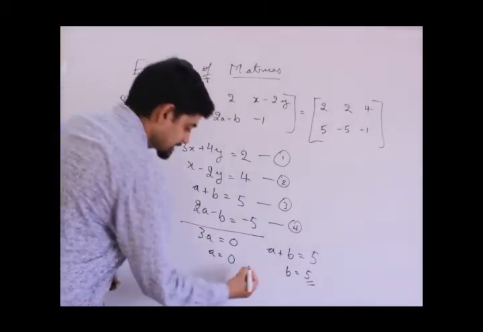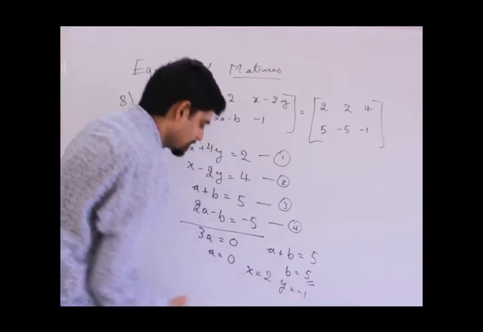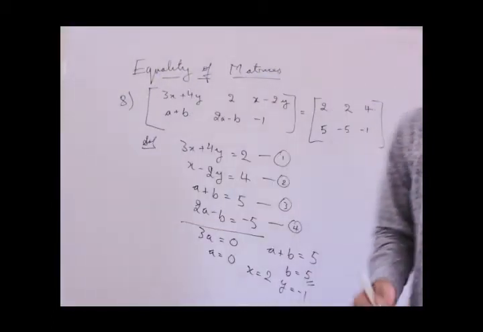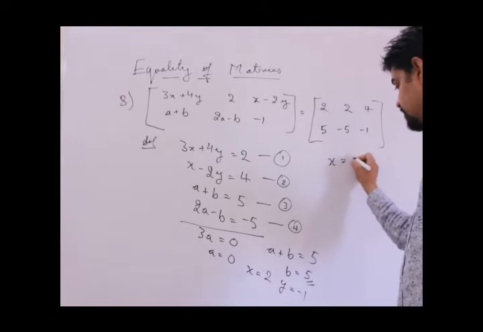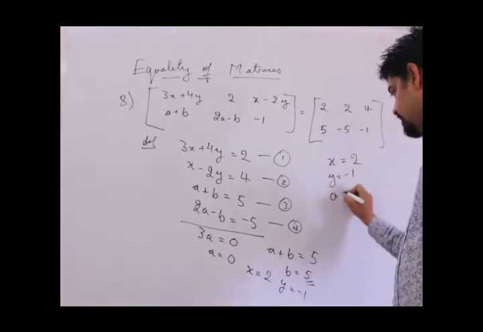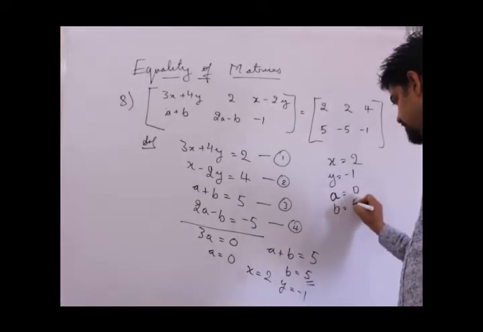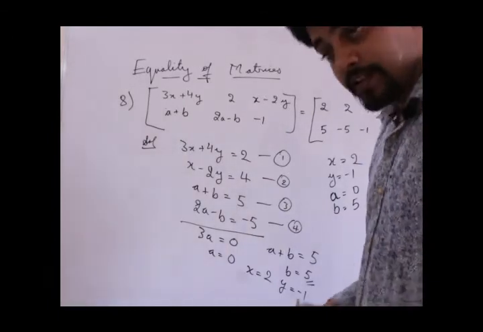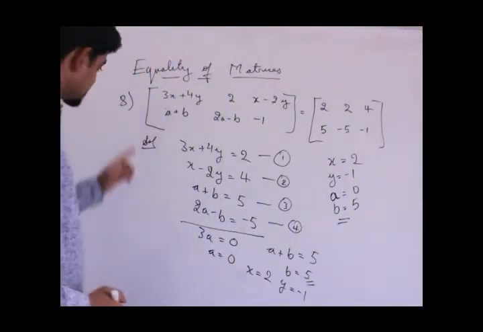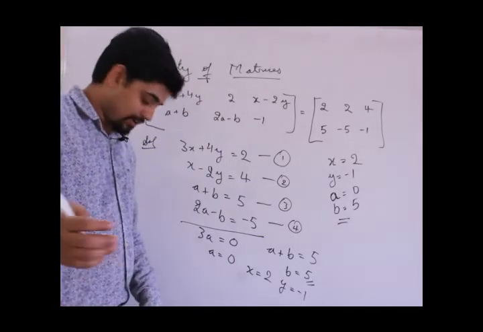X was 2, Y was minus 1, A is 0 and B is 5. I am writing down here. So X was 2, Y is minus 1, A is 0, B is 5. So this is the solution. And this question was from exercise 5.1 and this is the 8th question for equality.